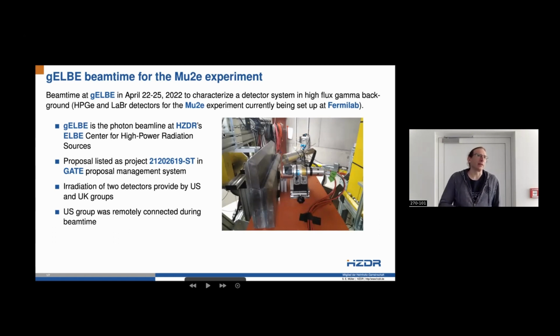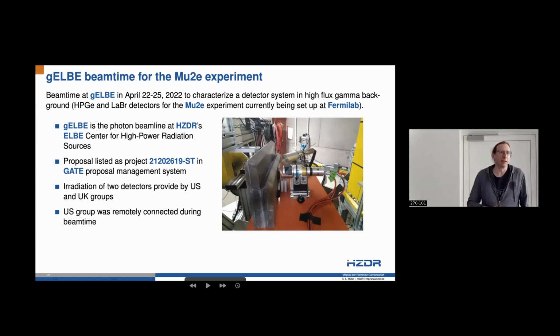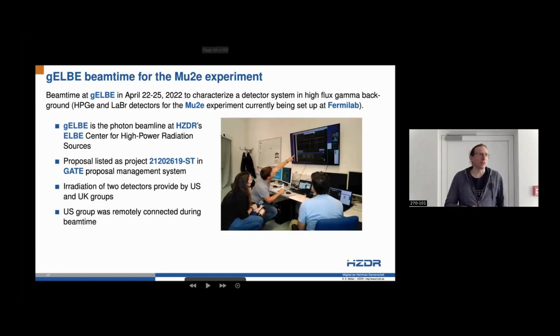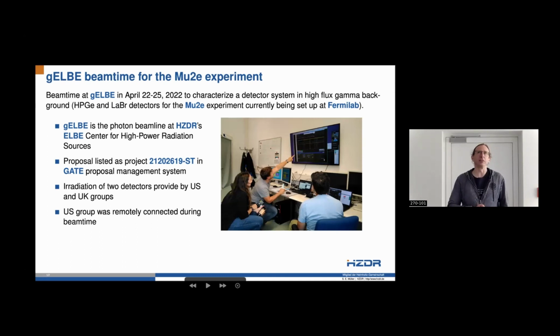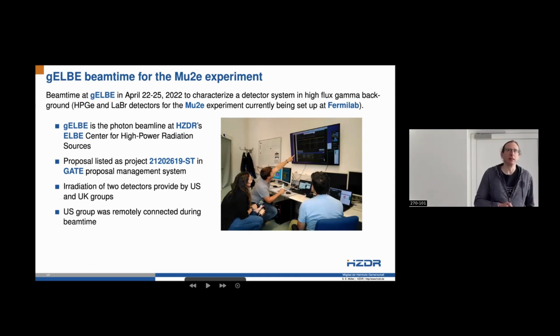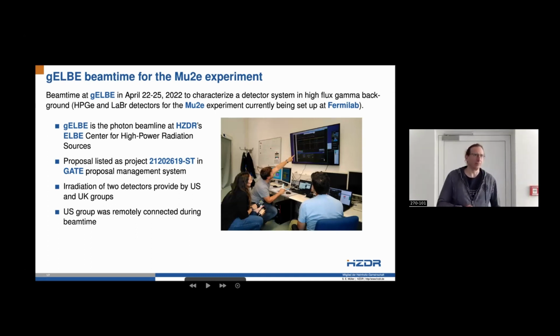The detectors were provided by a group in the US, and the other was from the UK. And the US group was remotely connected during the beam time. The UK group was on site. And you see us here in the counting room. We have this big screen where we had a Zoom session open around the clock, 24 hours for about 3 days. And so we could continuously discuss with our US colleagues, and we also had cameras in the cave itself. So when we were doing setups, they were always connected.